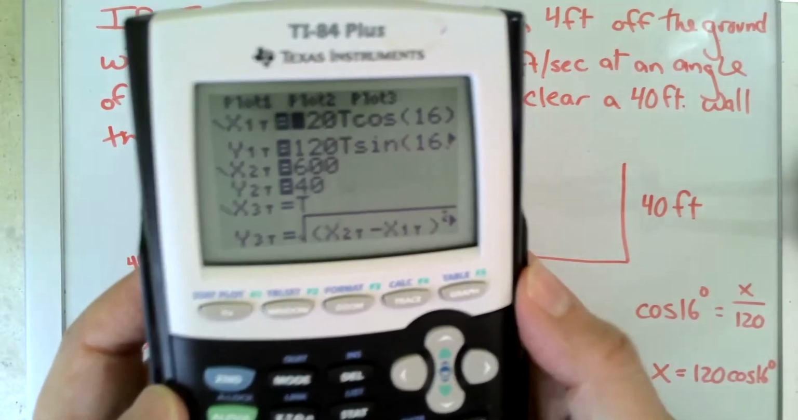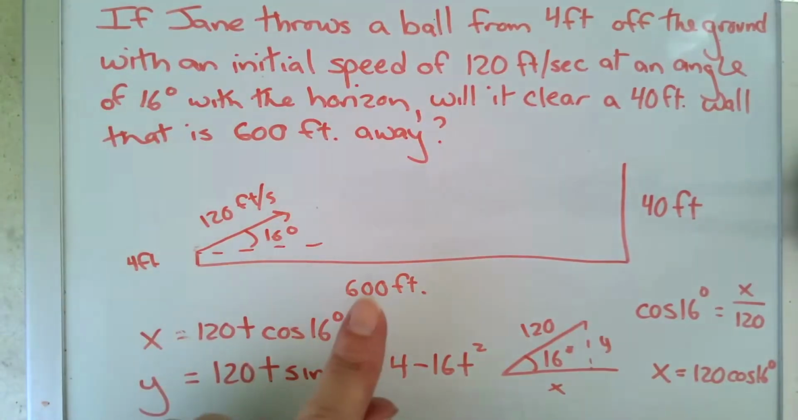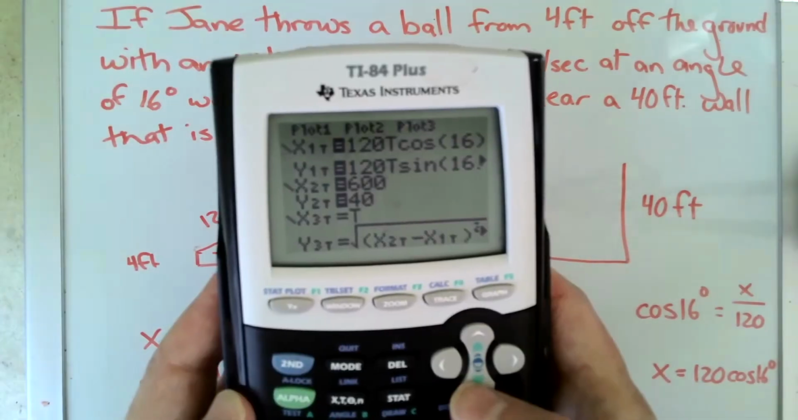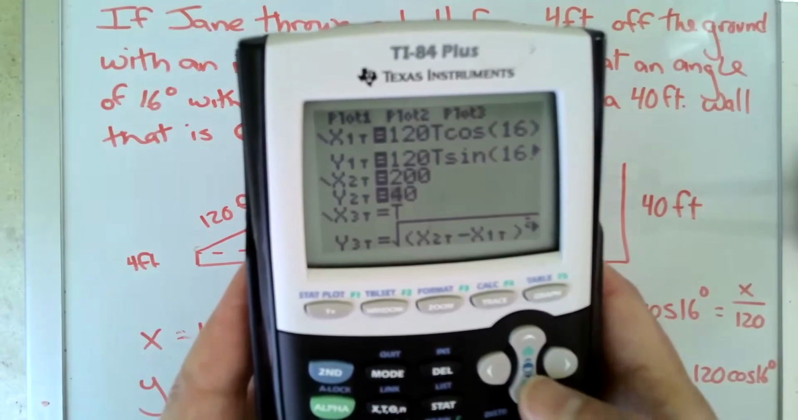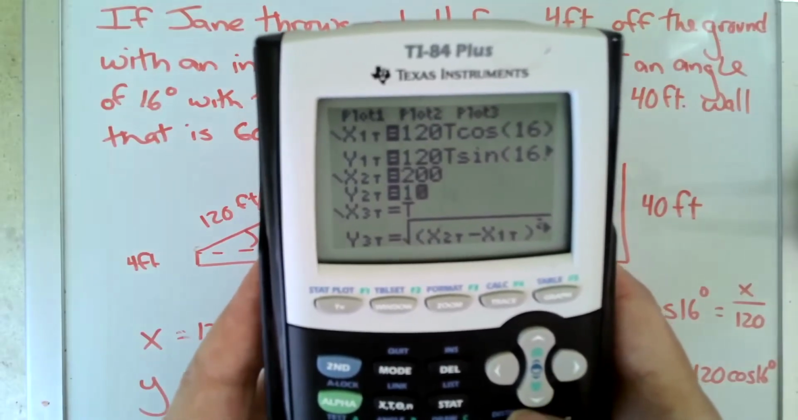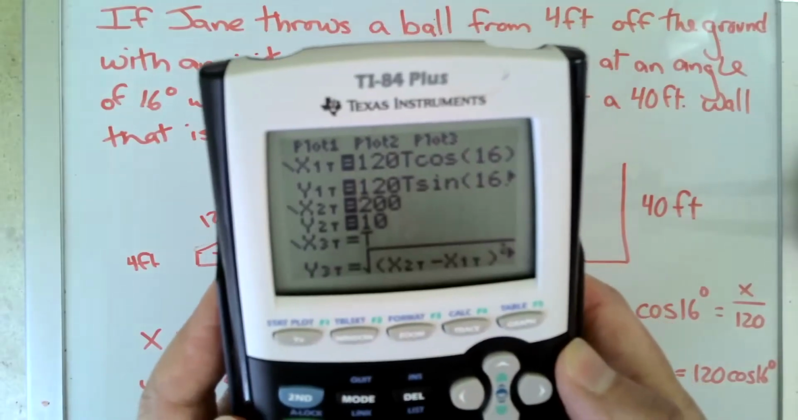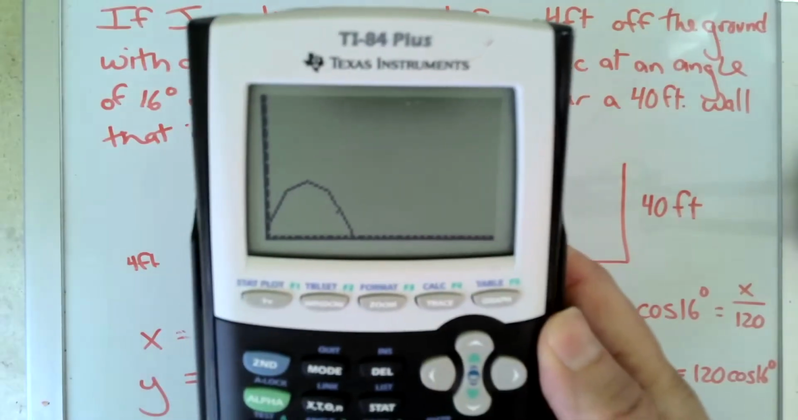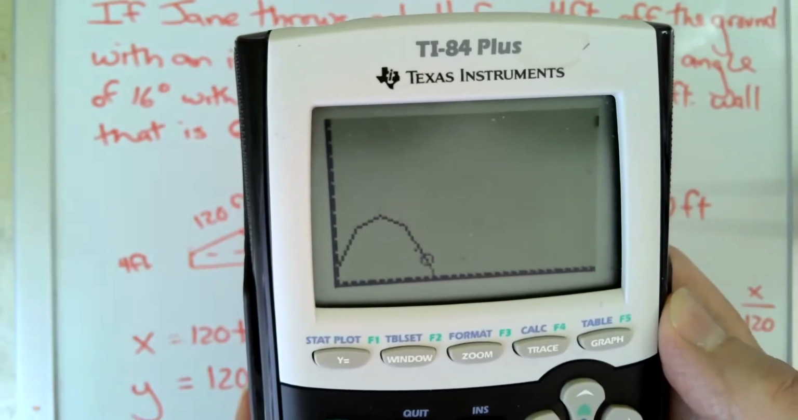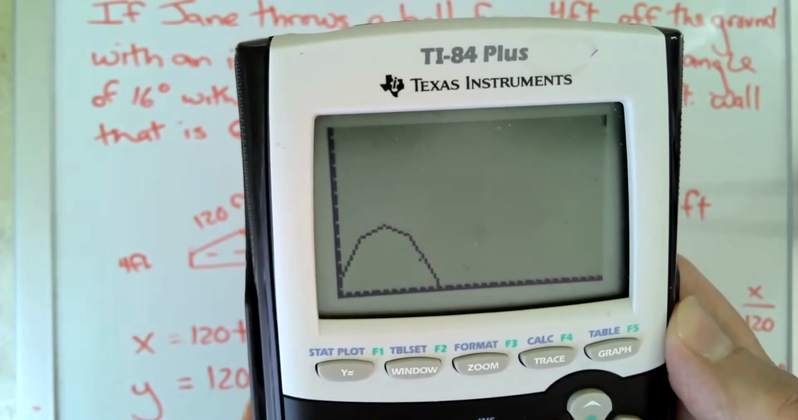Now let's say instead the problem had asked, will it clear a wall that's 200 feet away and 10 feet tall? So I'll go in here and I'll change my x2 to being 200 feet and my y2 to being 10 feet. And now I'll graph again. And there's my wall, and it looks like I clear it. There's my wall, and there's my ball jumping over the wall.